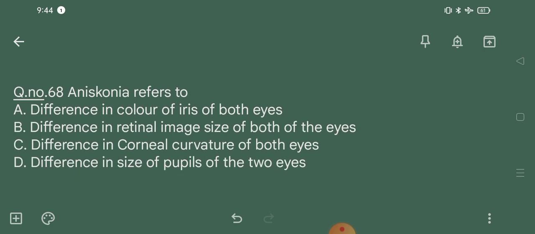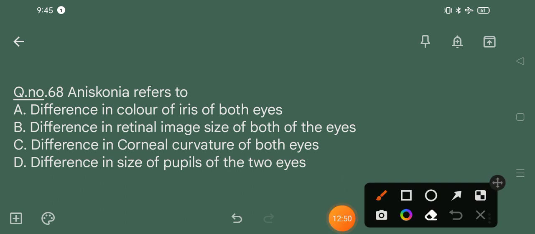Question number 68. Aniseikonia refers to option A, difference in color of iris of both the eyes, option B, difference in retinal image sizes of both the eyes, option C, difference in corneal curvature of both the eyes, option D, difference in size of pupil of the two eyes. The correct option is option B, that is difference in retinal image size of both the eyes.